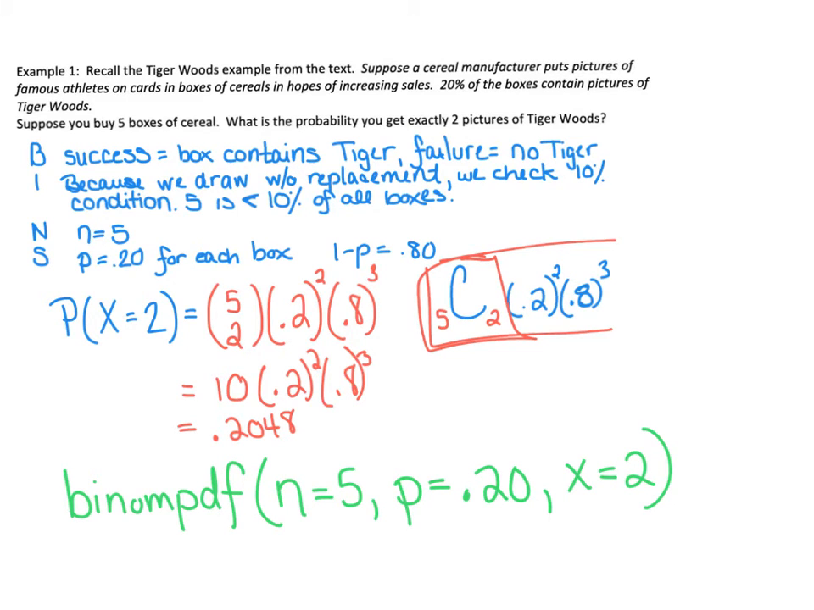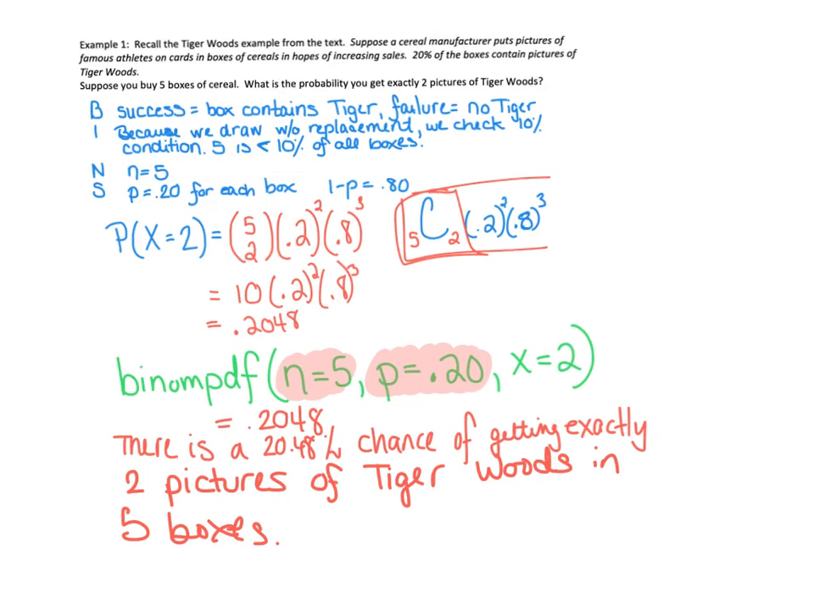Okay, and the other good thing is for full credit on the AP exam, if you look back at that formula, you have to always specify the value of n and p, so you also have it written here to make sure you got it somewhere in your problem. Hit enter, and lo and behold, I get 0.2048. So there's a 20.48% chance of getting exactly 2 pictures of Tiger Woods in 5 boxes.